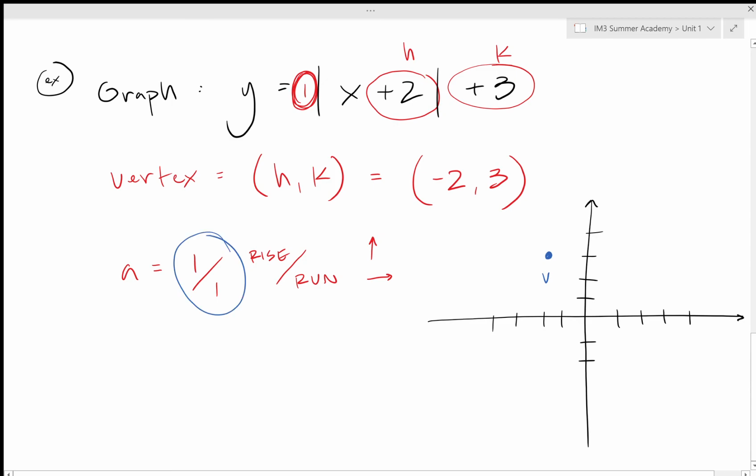So up 1 over 1. I can continue that pattern because it's a straight line. Up 1 over 1. Up 1 over 1. And I can go ahead and connect those with a straight line and draw an arrow because it'll continue forever.